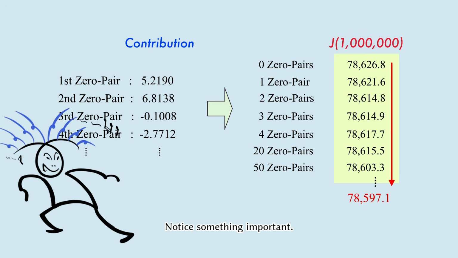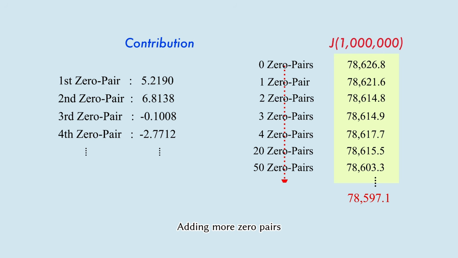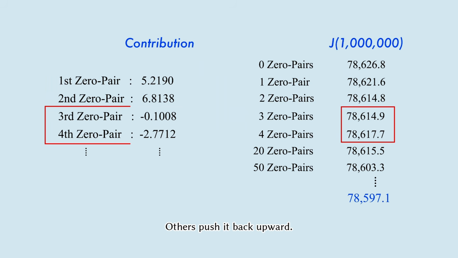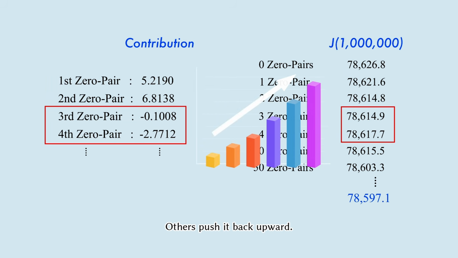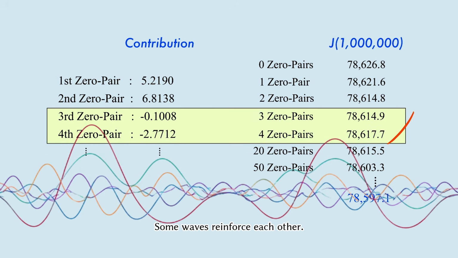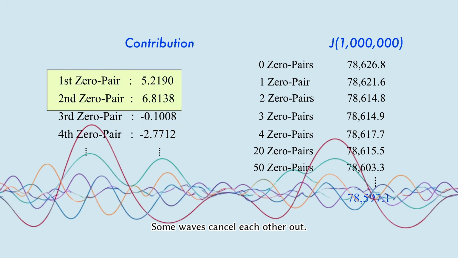Notice something important. Adding more zero pairs does not make the estimate improve in a straight line. Some zero pairs pull the estimate downward. Others push it back upward. The value behaves like a wave. Some waves reinforce each other. Some waves cancel each other out.